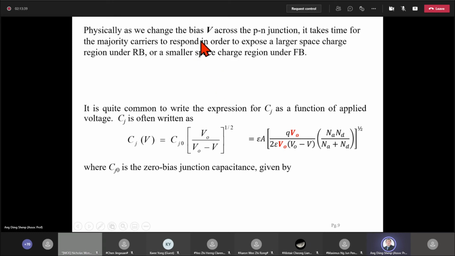Now this is a repeated point. Basically, when we change the bias across the PN junction, why is the junction capacitance important? Because it takes time for the majority carrier to respond, to either expose a larger space charge region under reverse bias or to reduce the space charge region under forward bias. So a finite time is needed for the charge to respond, to change the amount of space charge stored. And therefore, the junction capacitance creates a delay in the response of the PN junction to an externally changing electrical signal.